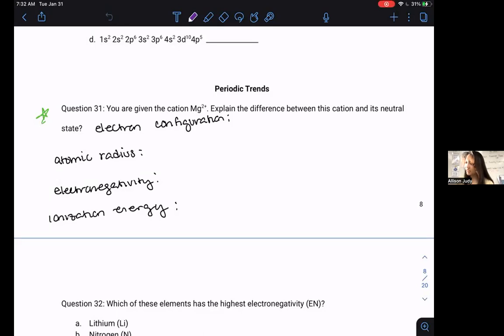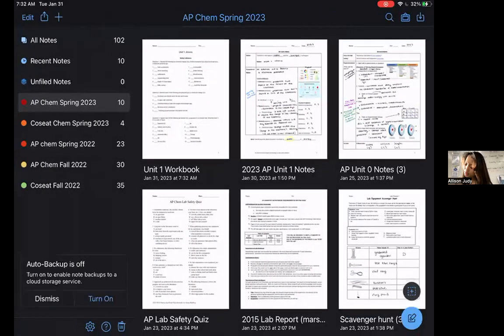So question 31, page 8 in your unit 1 workbook. I ask you the question: you are given the cation magnesium 2 plus. Explain the difference between this cation and its neutral state. So first and foremost, the electron configuration of magnesium, let's just go standard magnesium, is the following.